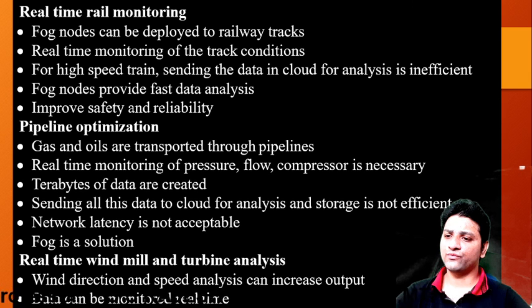So many times in the classrooms I have told you the previous examples, like train tracking. Railway monitoring is one example, one application. Fog nodes can be deployed on the railway tracks for real-time monitoring, meaning the speed of the train as it comes to the destination. Like this, where that particular train is, all this tracking or monitoring will be one of the fog applications. Pipeline optimization means gases and oils are transported through pipelines.